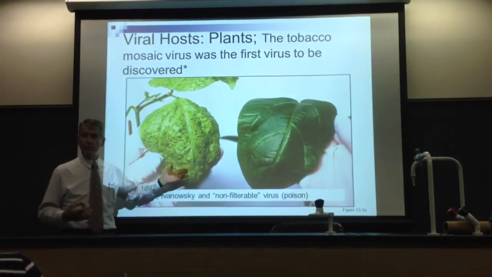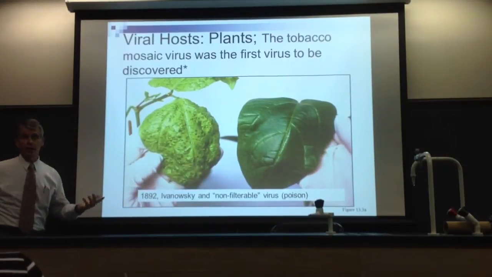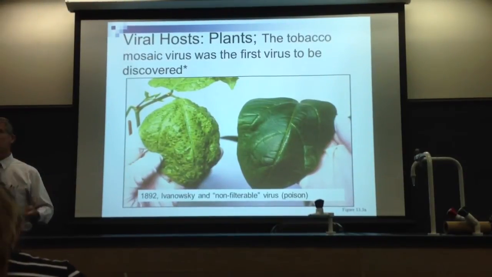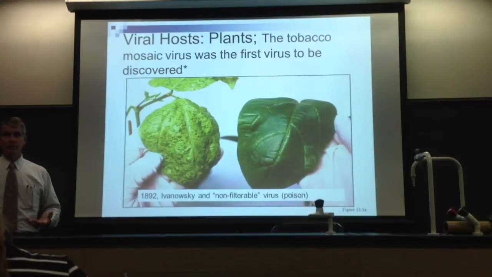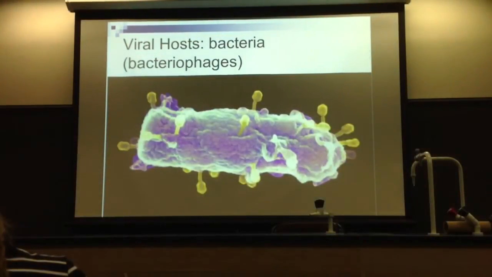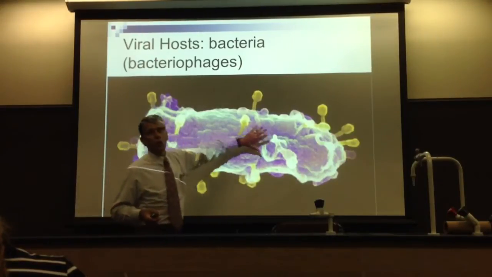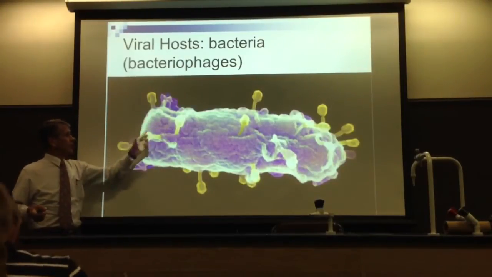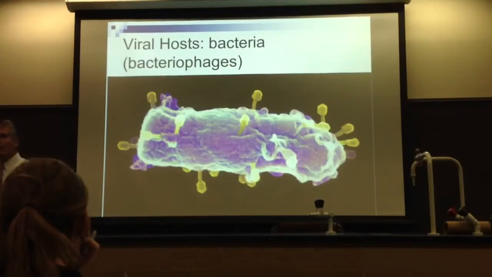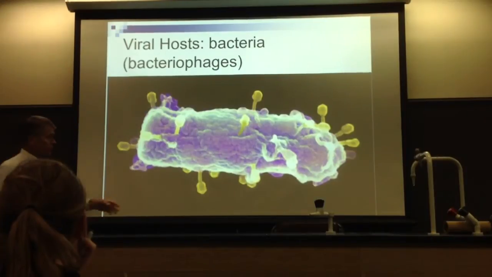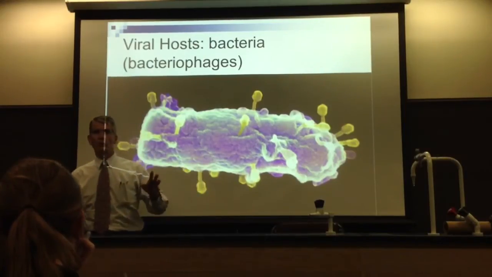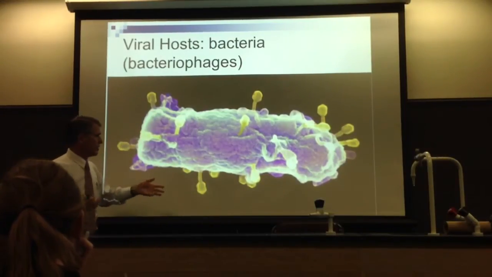So it was quite a few years later before somebody really said, oh, okay, this non-filterable poison or virus, if you will, is a unique entity, and it's different. Okay? This is an E. coli. This is a big thing. Big lumpy thing. These are bacterial viruses that are attached to that E. coli cell. These are called the T-even phages because there's T4, T2, T6, T8, et cetera.